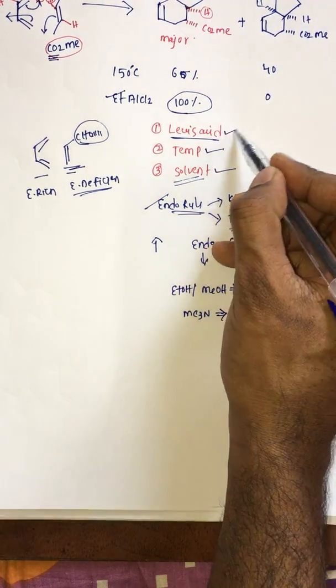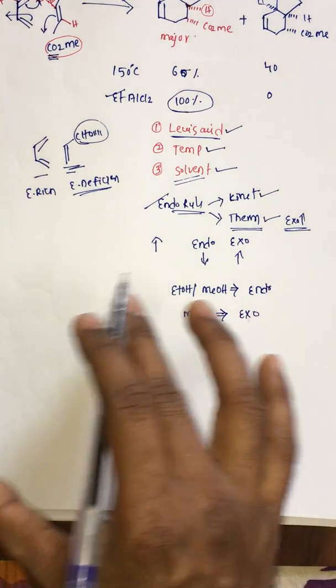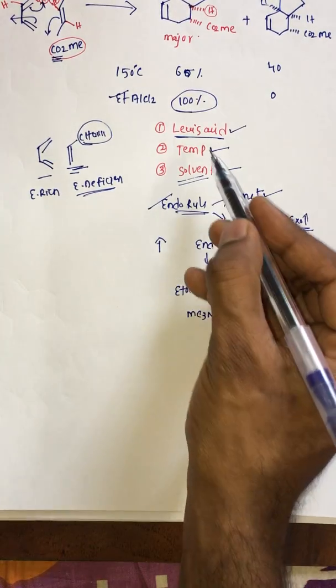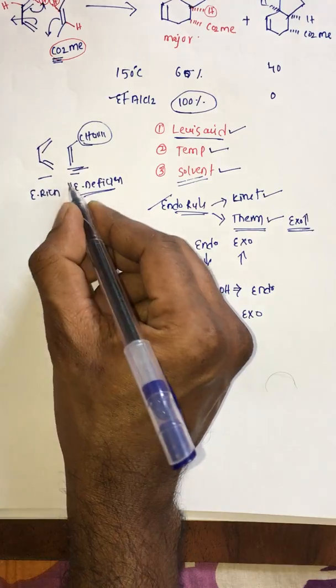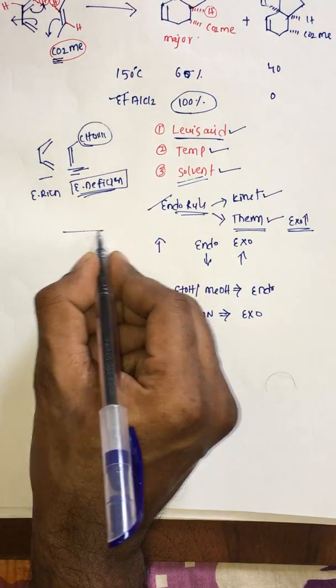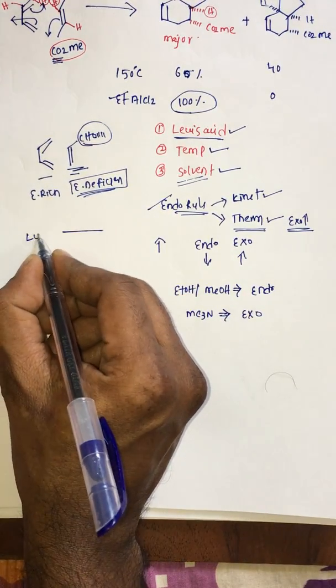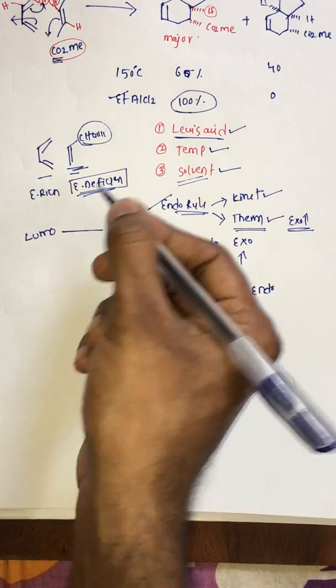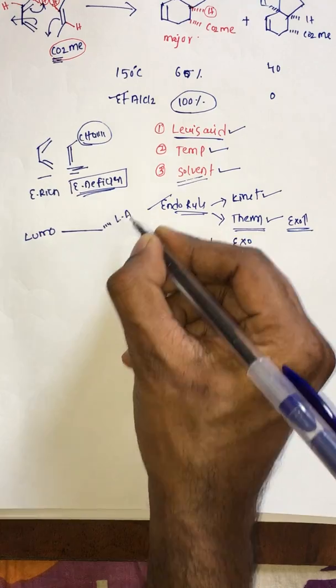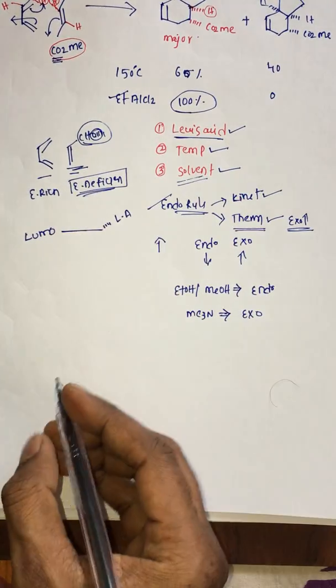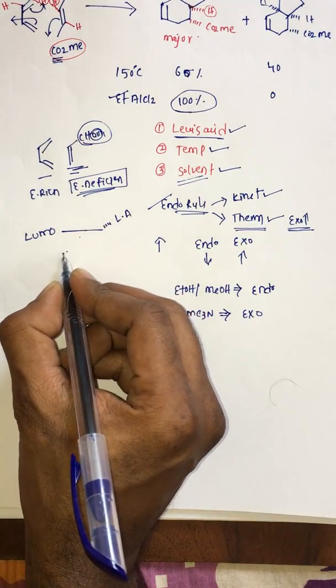Just remember the Lewis acid. Another thing: why is the rate of reaction faster in the case of a Lewis acid? When it becomes electron deficient, initially the LUMO is here. This is the LUMO of the dienophile. After the Lewis acid coordinates to this oxygen of the dienophile, the energy of the LUMO decreases.